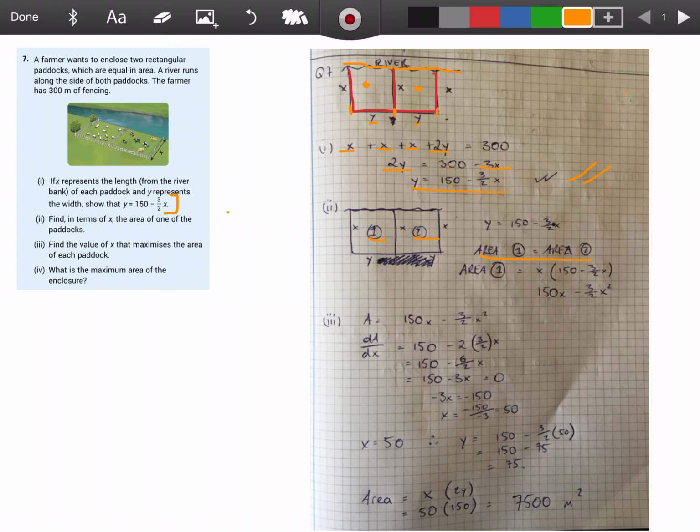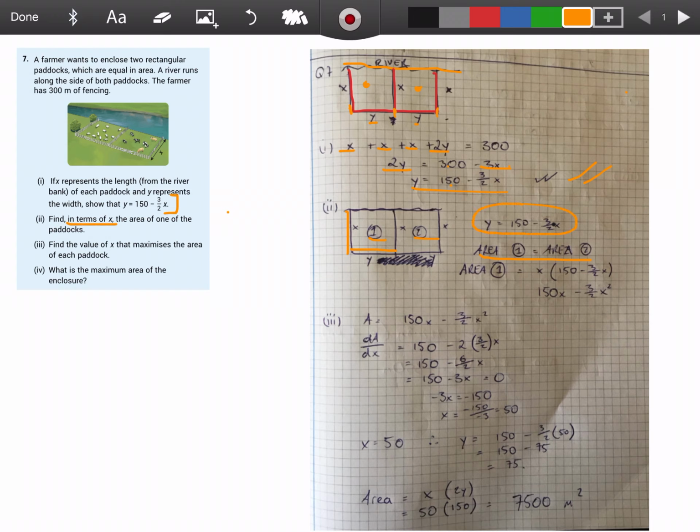Part 2, find in terms of x the area of one of the paddocks. So I want to know what the area is. I want it just in terms of x. I could say that xy is the area of one of those paddocks because it's x times y. But I don't want it in terms of x and y. I just want it in terms of x, as the question has said. So I'm going to use what I got in the last question to do that.